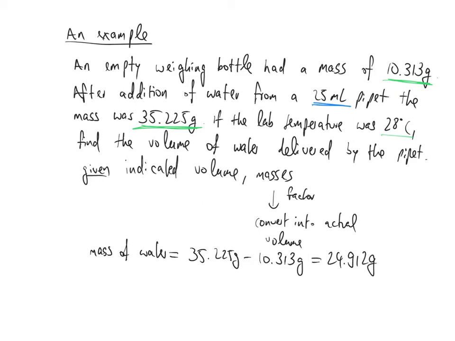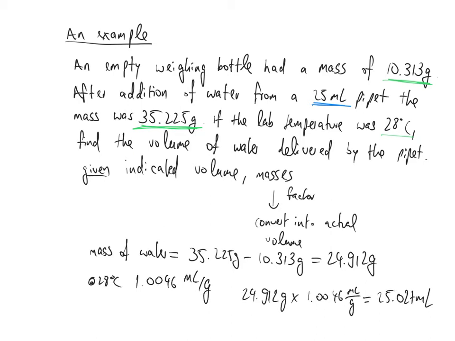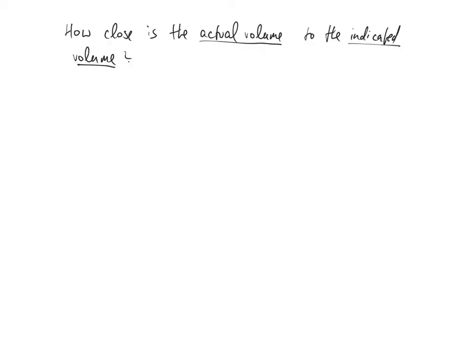Now I simply convert these 24.9 grams into milliliters using the conversion factor. So at 28 degrees Celsius, the conversion factor is 1.0046 milliliters per gram. So 24.912 grams times 1.0046 milliliters per gram gives me a volume of 25.027 milliliters of actual volume in my pipette at 28 degrees Celsius. You might ask yourself, how close is the actual volume to the indicated volume? Well, the answer to this is easy. We can calculate the accuracy.